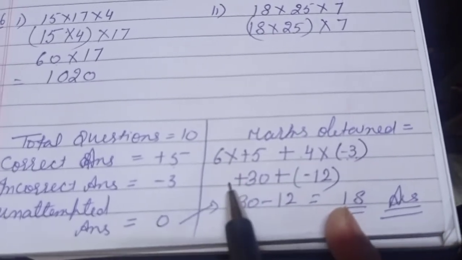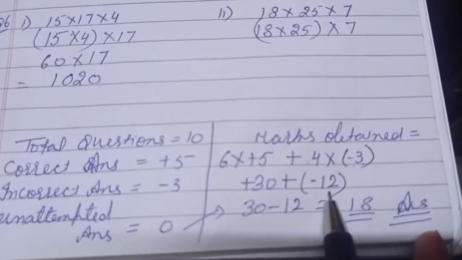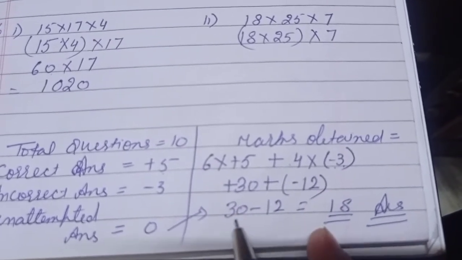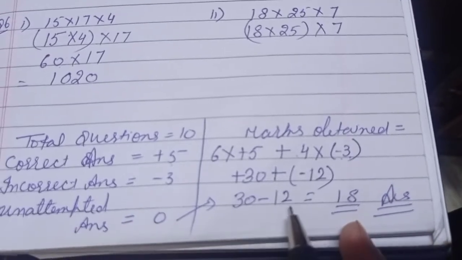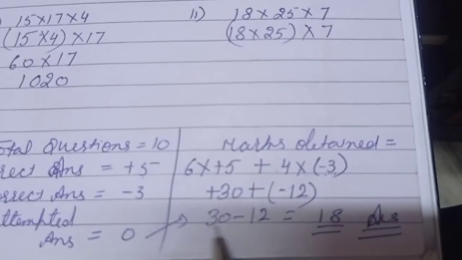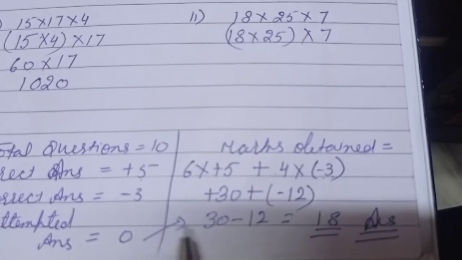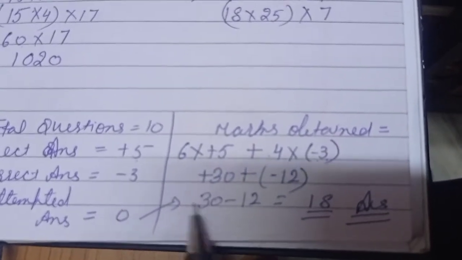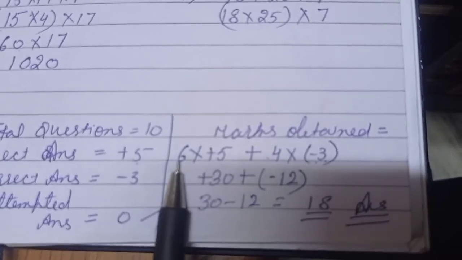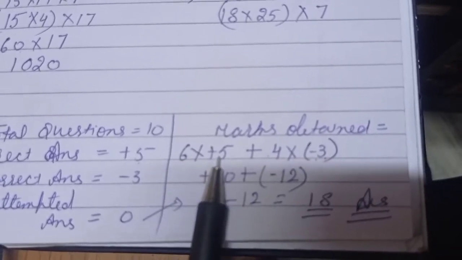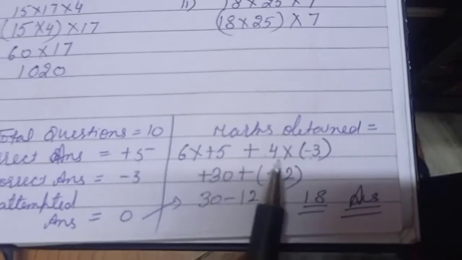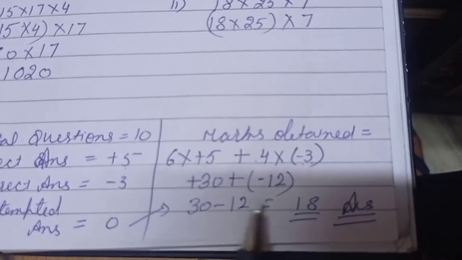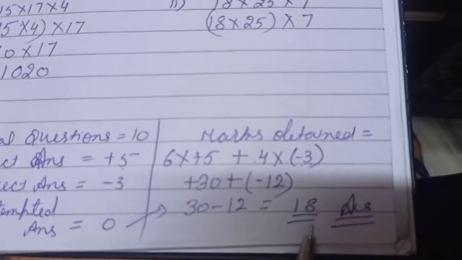Now 5 6s are 30. Sign will be plus into plus, plus. 4 3s are 12. Sign of this will be plus into minus, minus. Now open the bracket. 30 was positive, plus minus minus 12. So 30 minus 12 is equal to 18, because plus minus is minus and sign of the greater number. What was the sign of 30? It was positive. Once again, 6 correct answers, so the marks obtained for correct answers are 30. 4 incorrect answers, so the marks obtained for incorrect answers are minus 12. Clear? 30 minus 12, that is equal to 18.